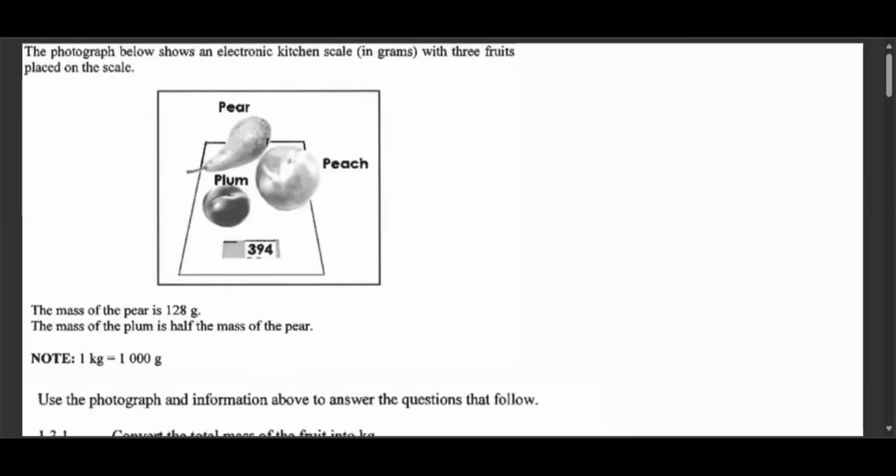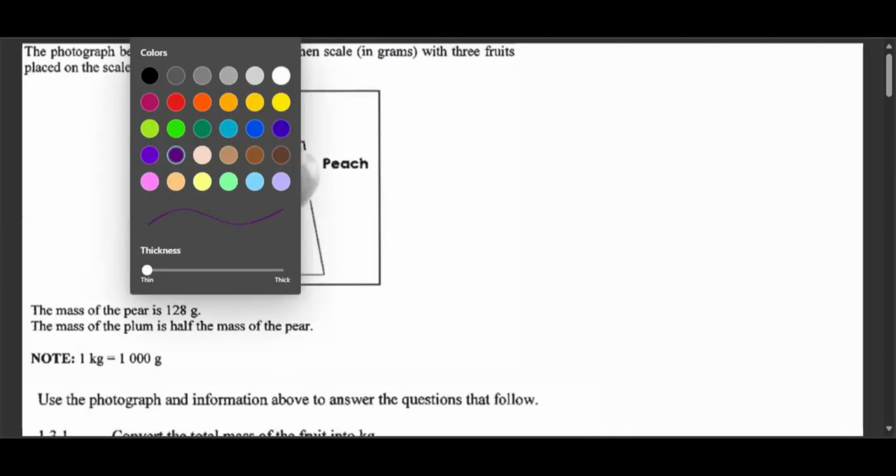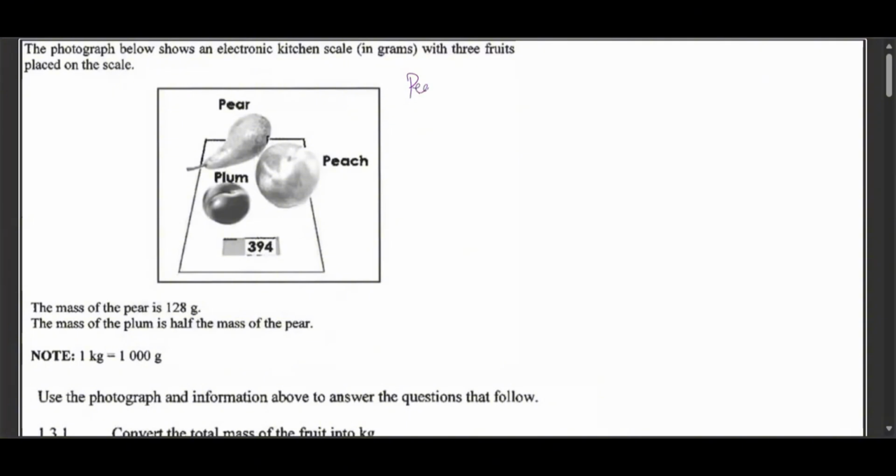The photo below shows an electronic kitchen scale in grams with 3 fruits placed on the scale. One of the fruits is a pear, and they have told us it weighs 128 grams. The other one is a plum that weighs half of the pear. That means it's 64 grams.